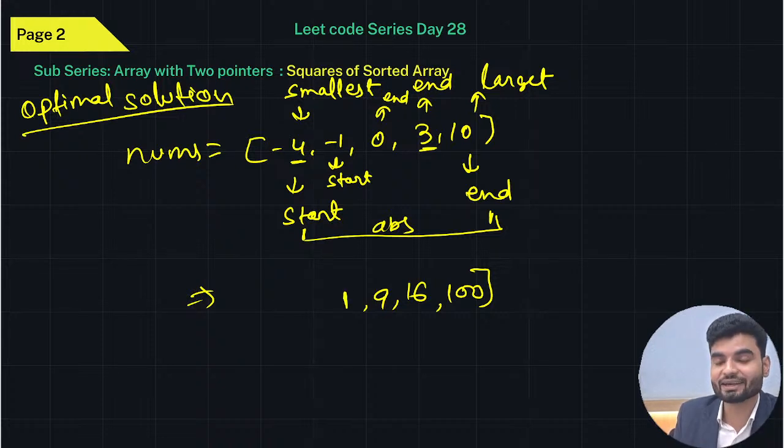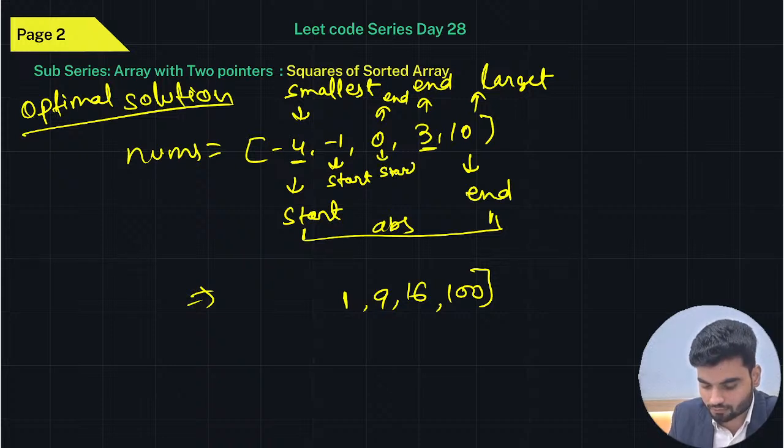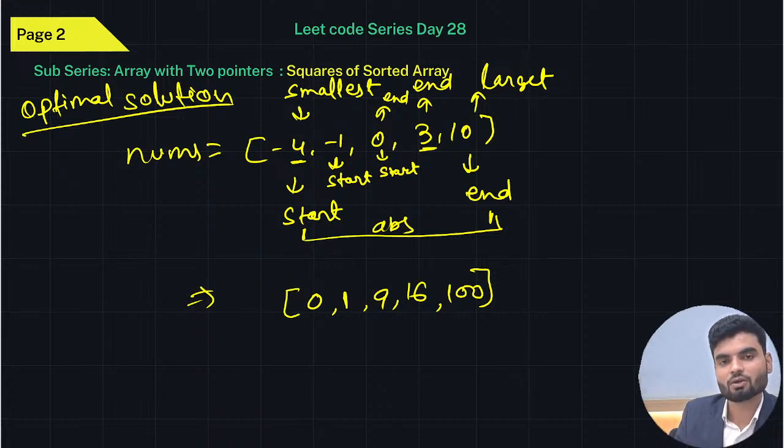Now whatever value you are getting, you just move the pointer. Your pointer will come here on the start, and this is equal. If this is equal, you will get the value. Both are the same, so take any one, not an issue. That becomes 0, because the square of 0 becomes 0, right? So you will have this particular array.